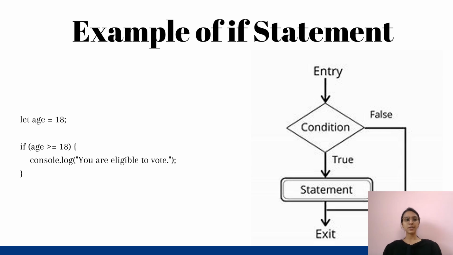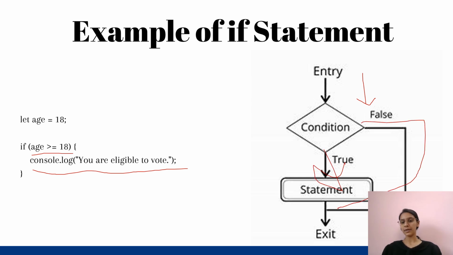Example of the if statement: let age equals 18. If the condition, that is age is greater than or equal to 18, is true, then we will get the output: you are eligible to vote. The flowchart for the if statement is: entry, condition. If the condition is false, then exit. If the condition is true, then print the statement.